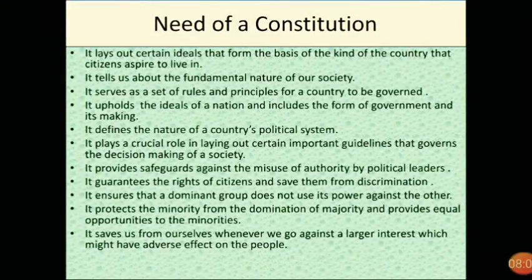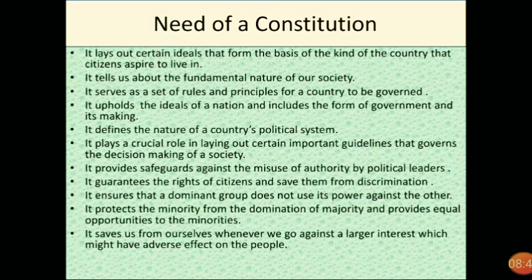Then, the need of a constitution. Why do we need a constitution? A constitution is needed for the following reasons. It lays out certain ideals that form the basis of the kind of country that citizens aspire to live in. So it means the ideals that a nation needs, that a group of citizens needs, are included in the constitution. So the constitution speaks of the ideals of a nation.